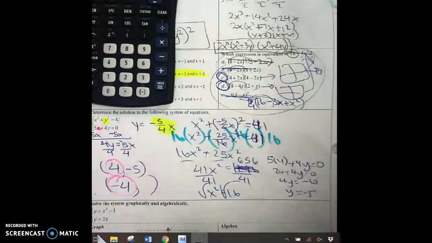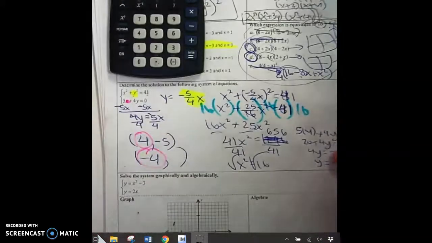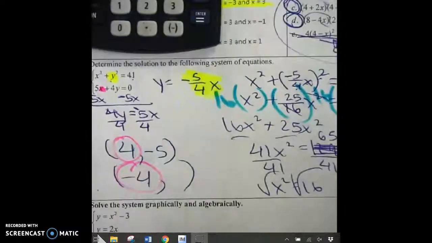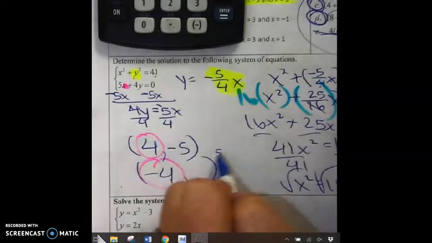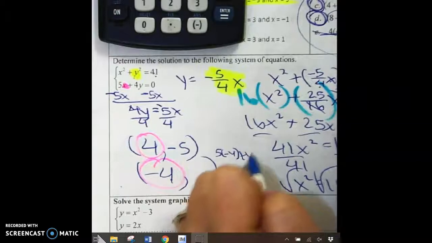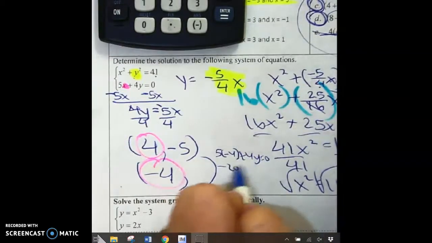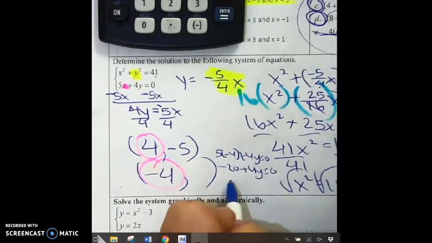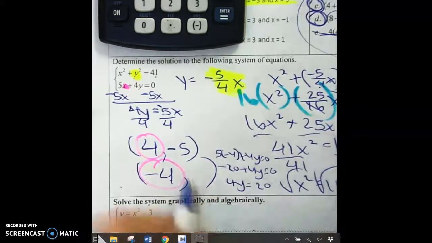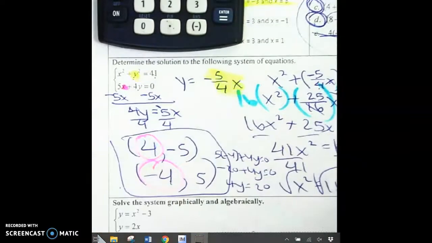And then this is the same thing, but instead of it being a positive 4, it's a negative 4. So let me zoom in a little bit in case you didn't see that. So I would go 5 times negative 4 plus 4y equals 0. Negative 20 plus 4y equals 0. Add 20. Divide by 4. And there's my answers. Okay?